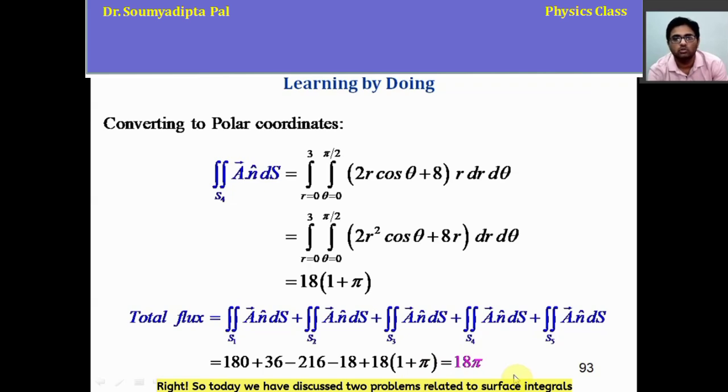So today we have discussed two problems related to surface integrals, and I am sure that you have understood how to solve the surface integrals using the proper limits, when the surface information is given as bounded by different planes, right?